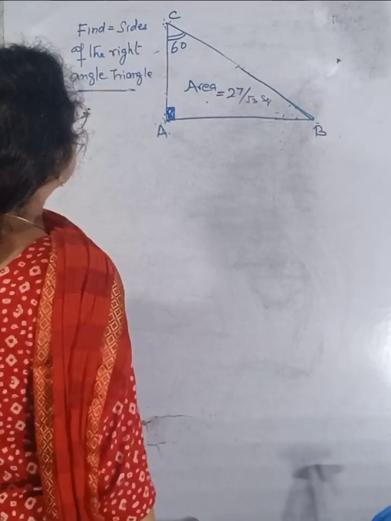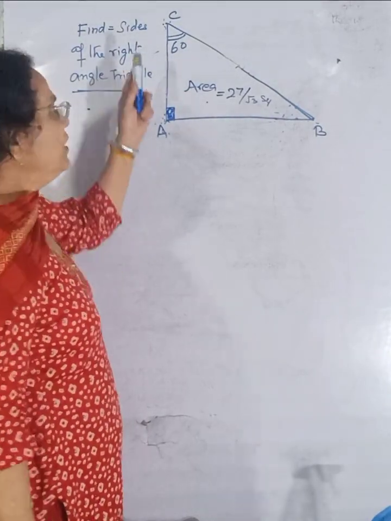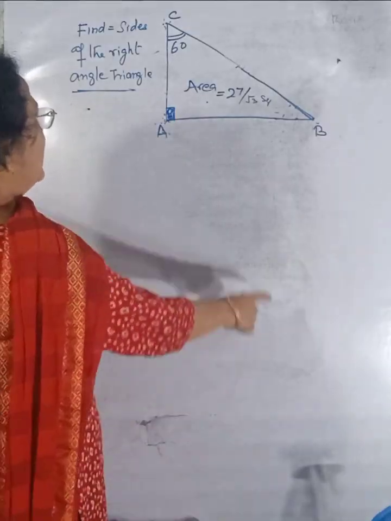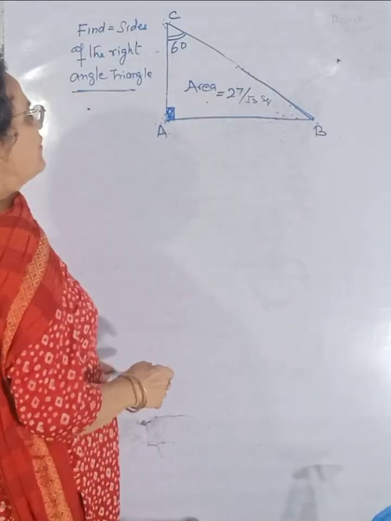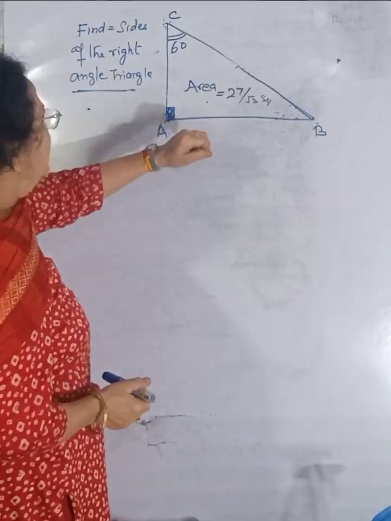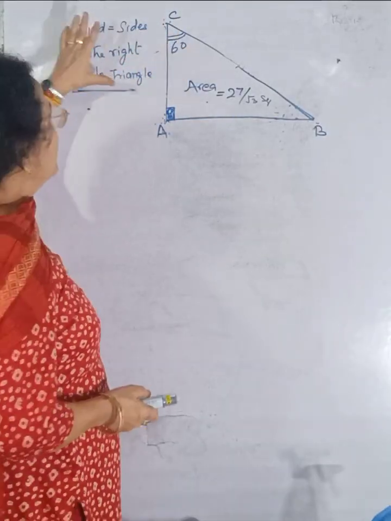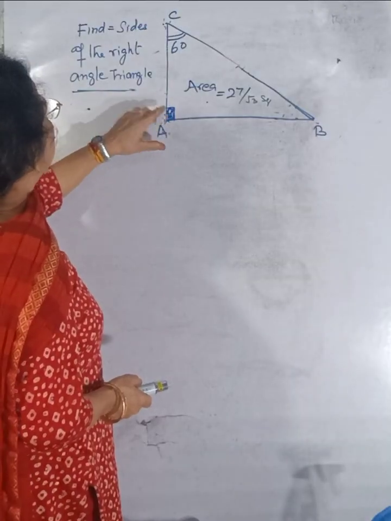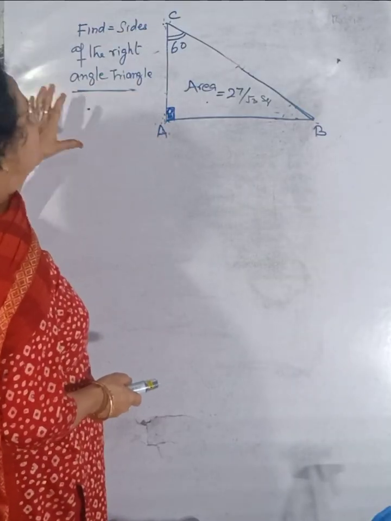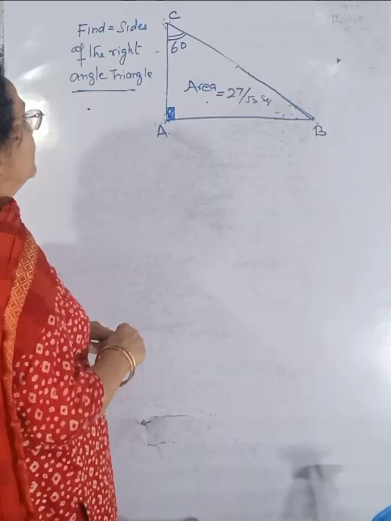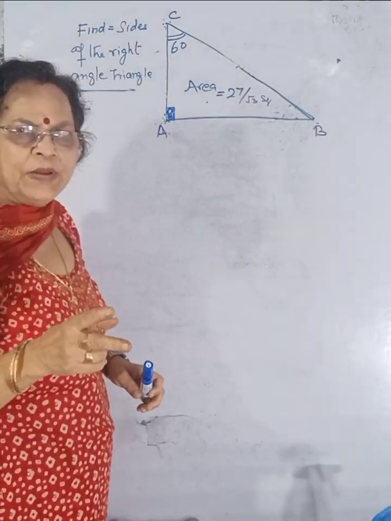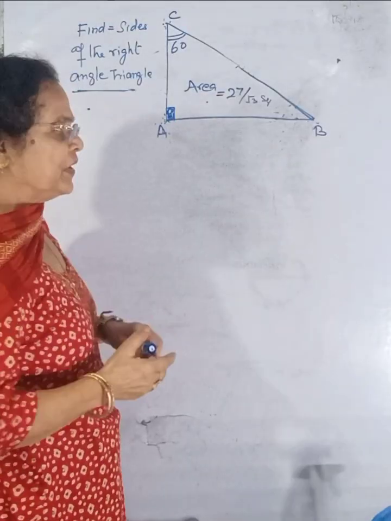Hello everyone. In this video, I have a right triangle whose area is given as 27 upon 3 root 3, and only one angle is given, that is 60 degrees. This is a right triangle and we have to find its sides. We can use the easiest method, which depends upon trigonometry.